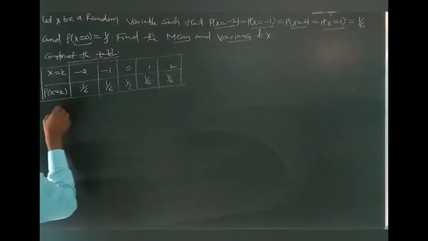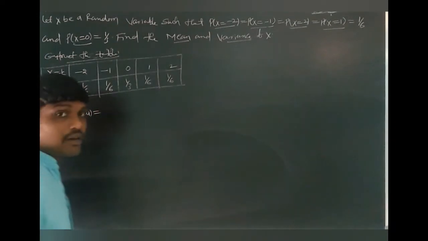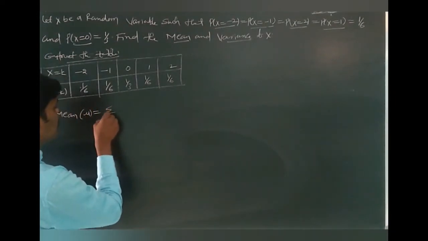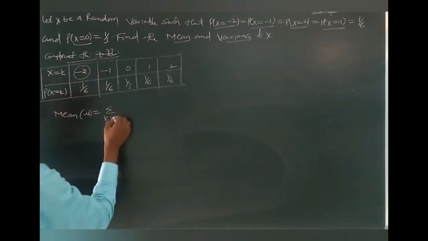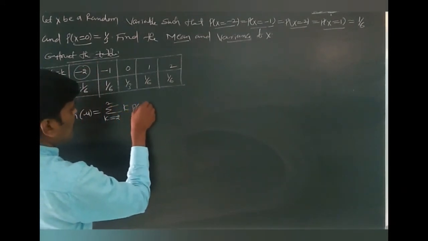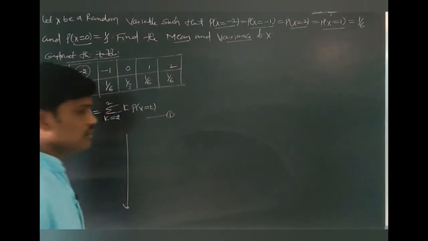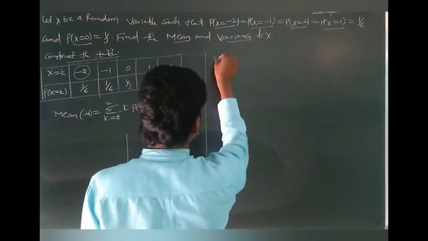Next, mean. Use your formula. What is the formula of mean? Summation of k, you can write range -2 to 2, k into P of x is equal to k. This is the mean. You can do that mean. After that, variance.